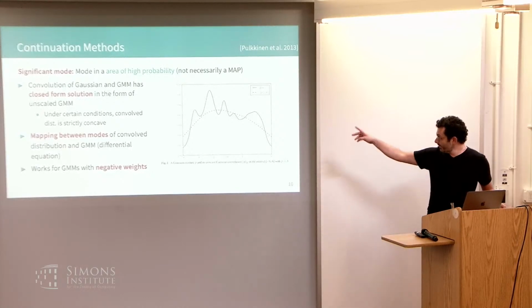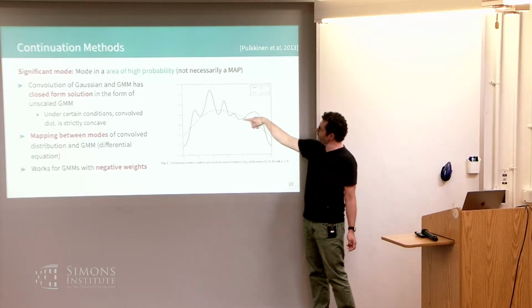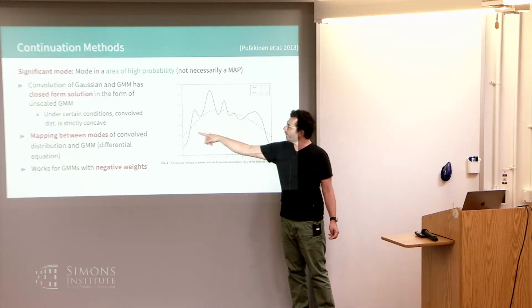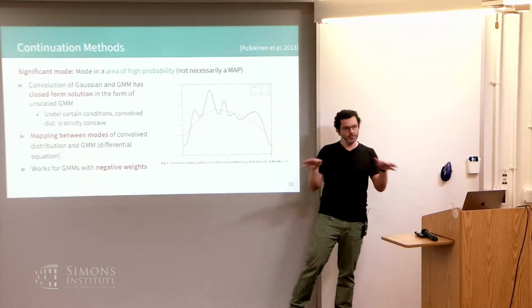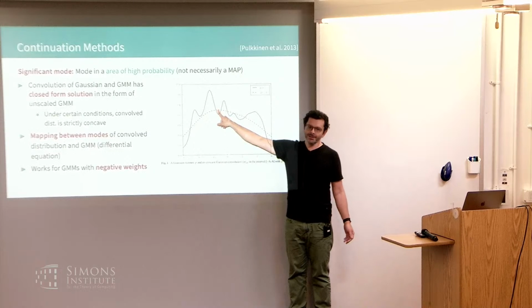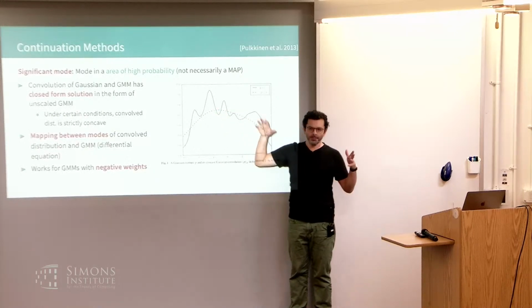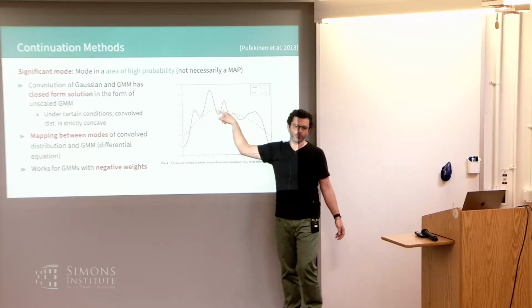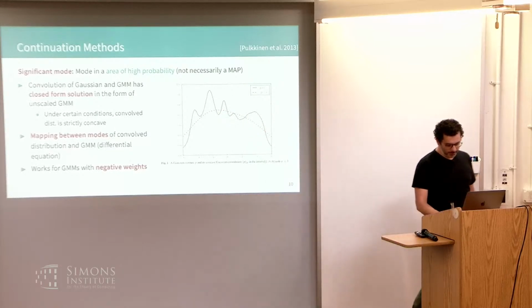Okay. So this idea of the image is just some Gaussian mixture model, and when you convolve with the Gaussian, you get this distribution, right? Which is very smooth and has a single mode here. And then if you find the mode here, you can see that you are in this region of high probability, and then you just do some local search to converge to some other better mode.